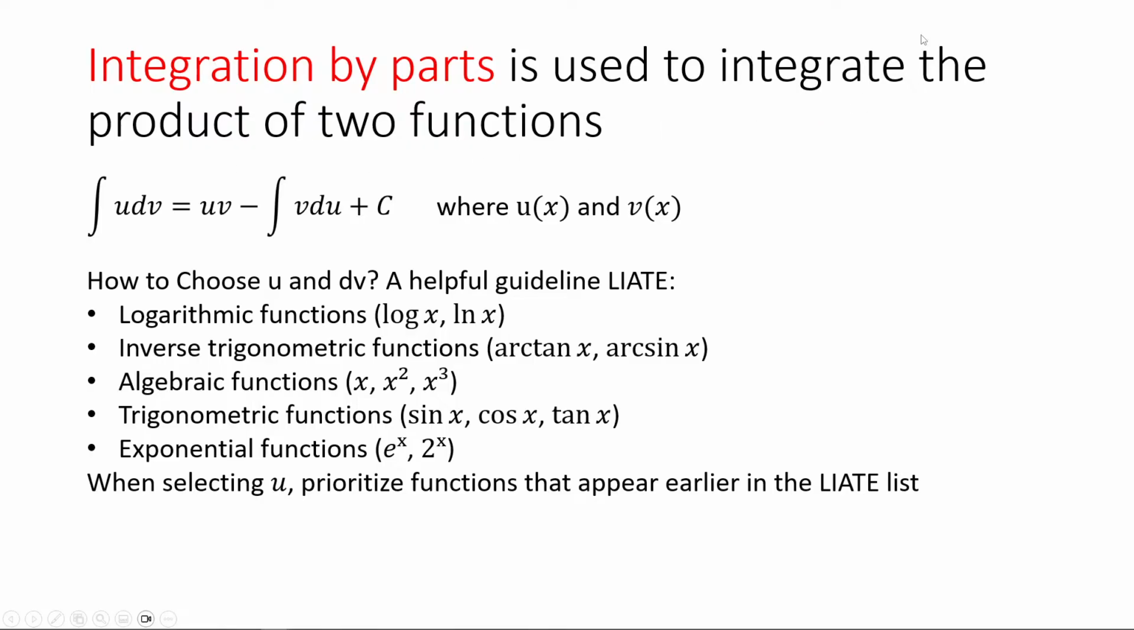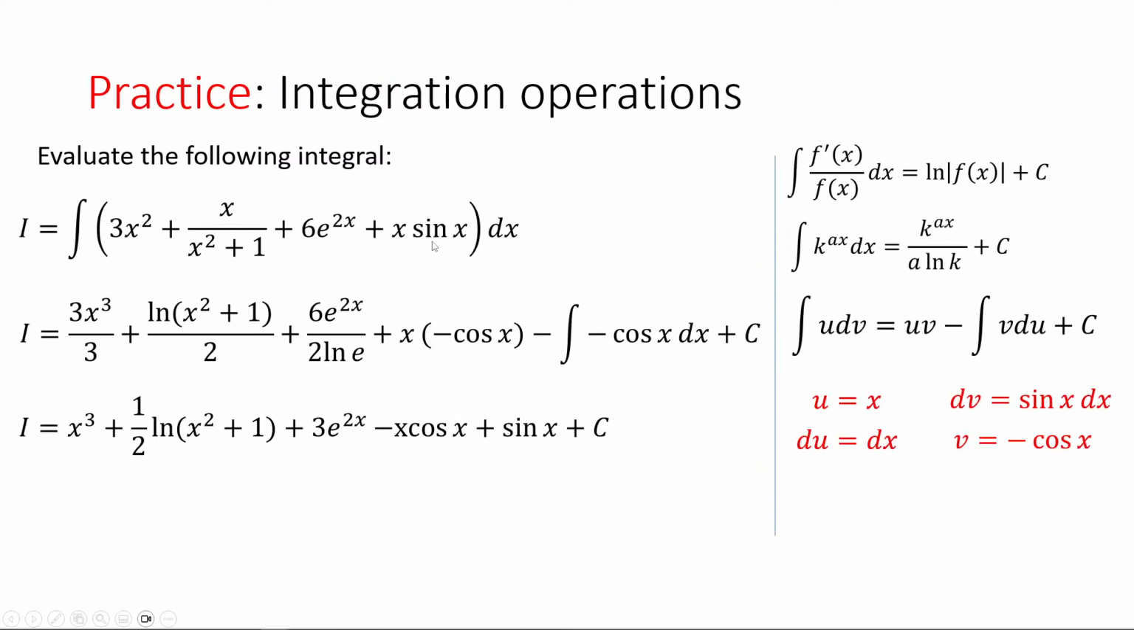Integration by parts is used to integrate the product of two functions, and the key is how to choose u(x) and v(x). That is the rule, how to choose u and dv. A helpful guideline: always start with the logarithmic function, then inverse trigonometric function, algebraic function, trigonometric function, and exponential function when you select u, and prioritize functions that appear in this order. So if you have log x or ln x, that should be your u, and the other part of your function should be your v.